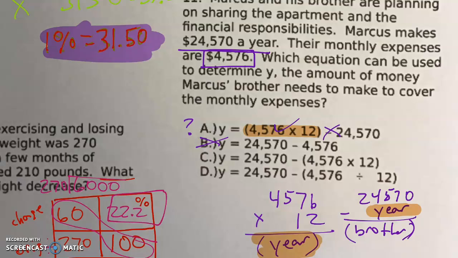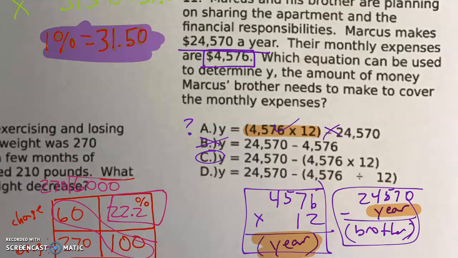Letter C has $24,570, which is what Marcus makes. And then it's taking away the monthly expenses times 12. Well, why did they multiply times 12 on letter C? To find out what the yearly expense is, right? So if we look down at what we did, didn't we do the expenses times 12 right here to find out what it was per year? And then we got Marcus's and we subtracted the yearly expense from that. So I believe it is C.